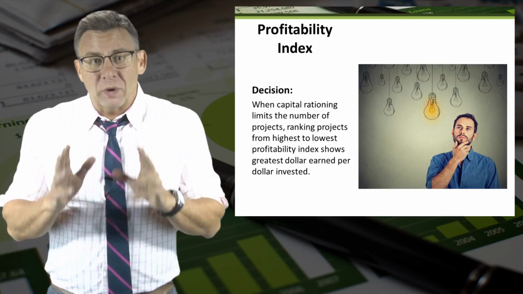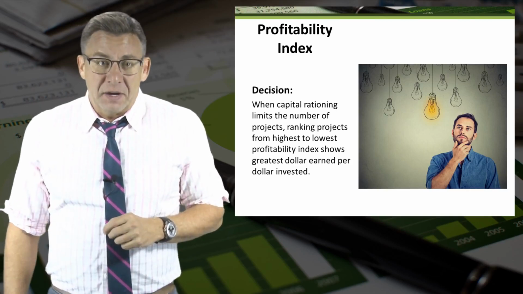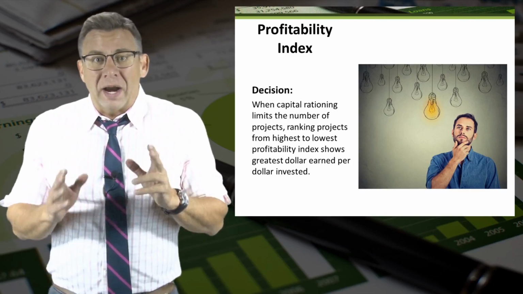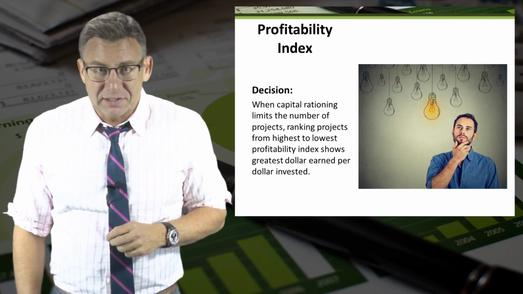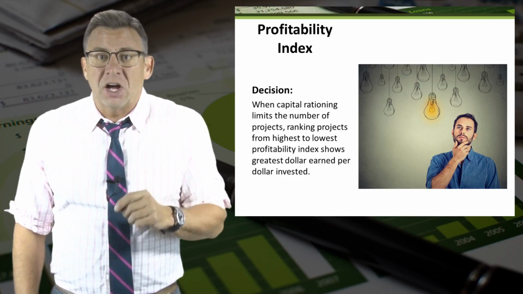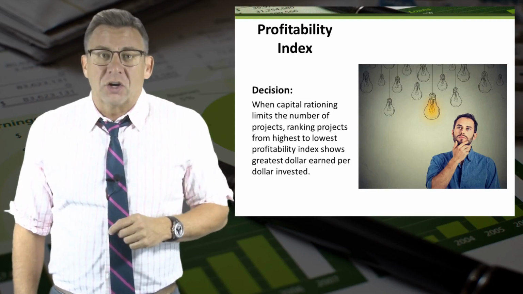When capital rationing limits the number of projects, ranking projects from highest to lowest profitability index shows the greatest dollar earned per dollar invested.